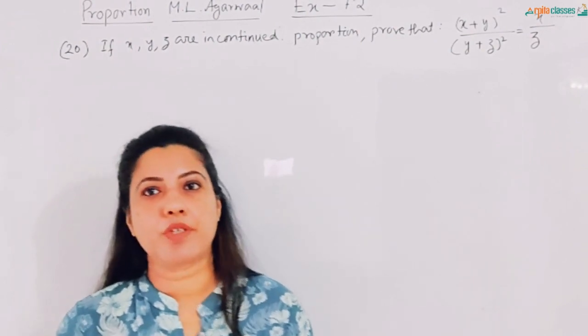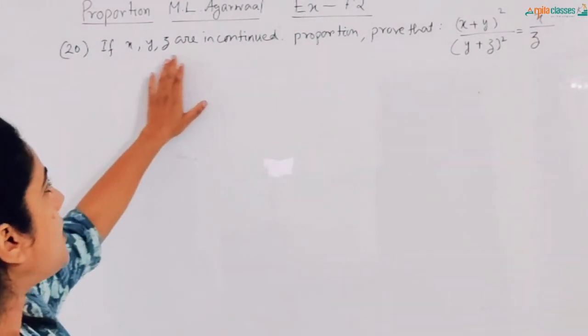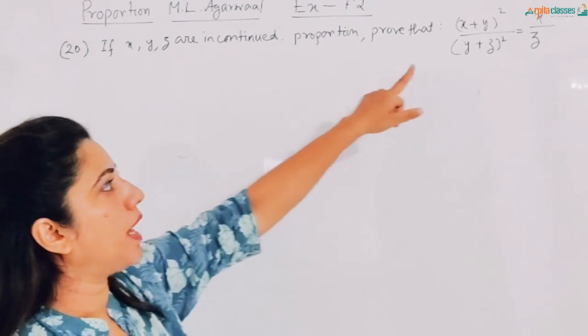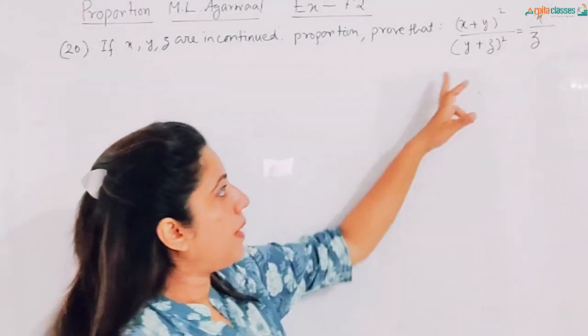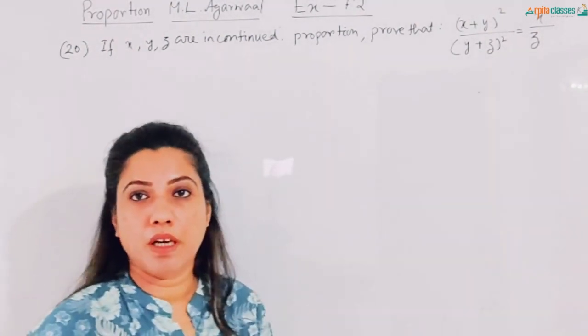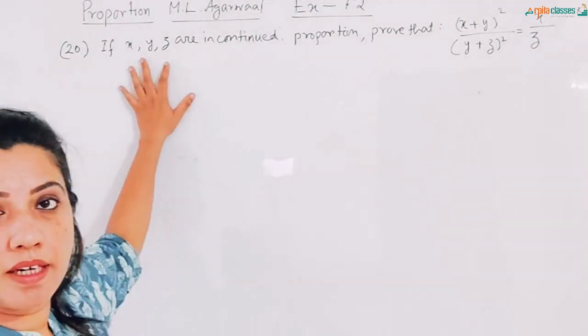Let us proceed with the next question, that is question number 20. If x, y, z are in continued proportion, prove that (x plus y) whole square upon (y plus z) whole square is equal to x upon z. So here they say that x, y, z are in continued proportions.